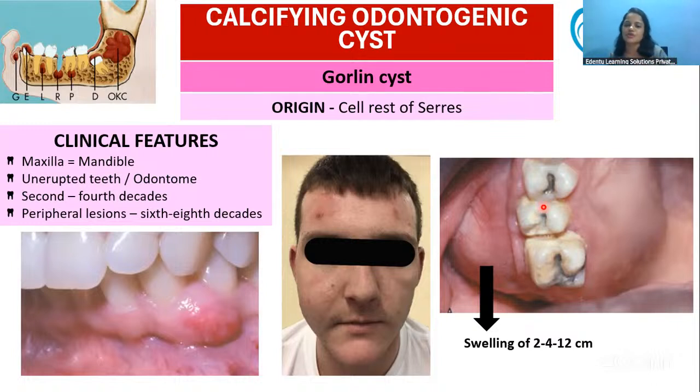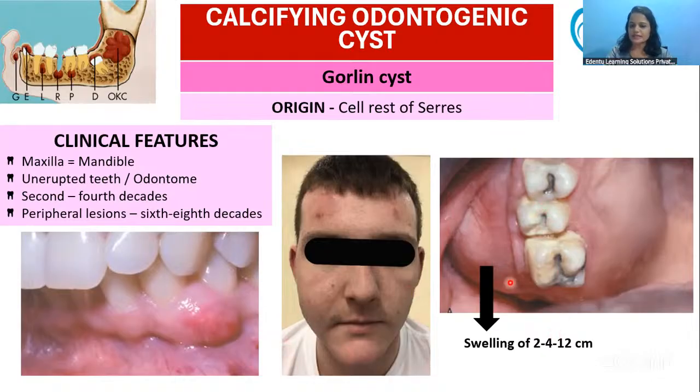Okay, so the origin of this calcifying odontogenic cyst is mainly from the cell rests of Serres, the dental lamina remnants. It is usually seen with equal frequency in both maxilla and mandible, and sometimes it will be associated with an unerupted tooth or an odontoma. It is mostly seen in the second to fourth decades of life.